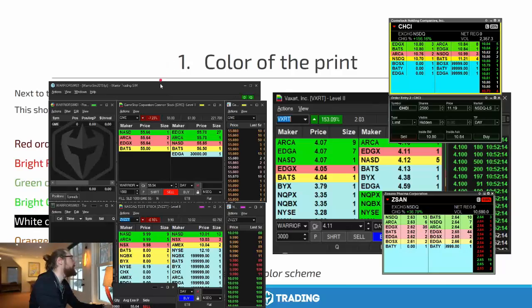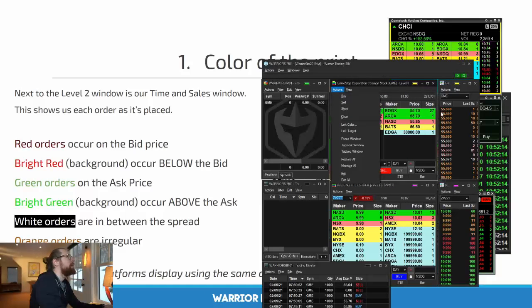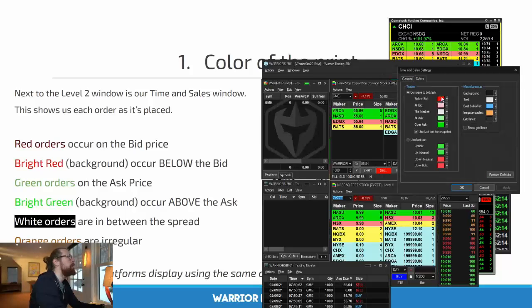So in Sterling, the way the color scheme is set up, if I go here to view and then settings, colors. So below the bid, if an order is a market order and it starts filling a little bit below the bid, it's bright red. If it's just at the bid, it's a lighter red. If it's mid-market, so between the bid and the ask, it's white. If it's at the ask, it's green. If it's above the ask, it's bright green. So that's the color theme.